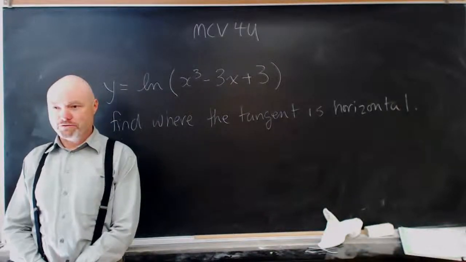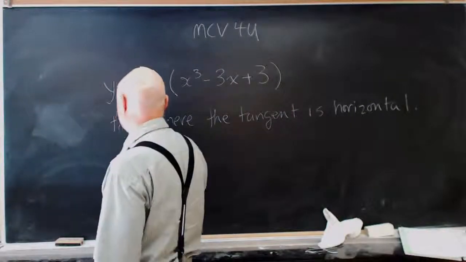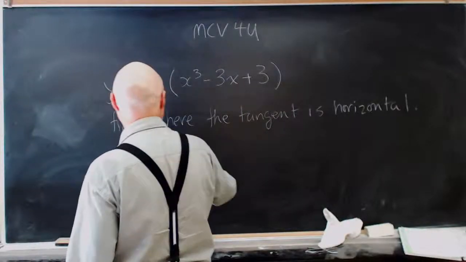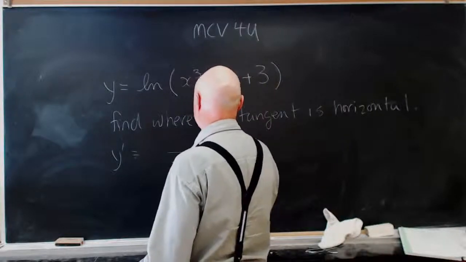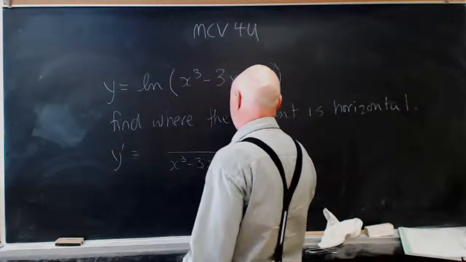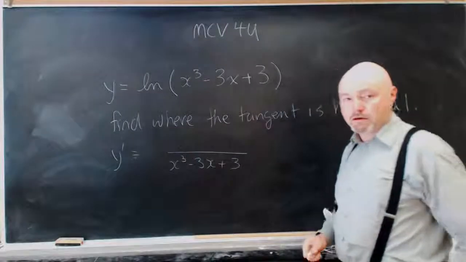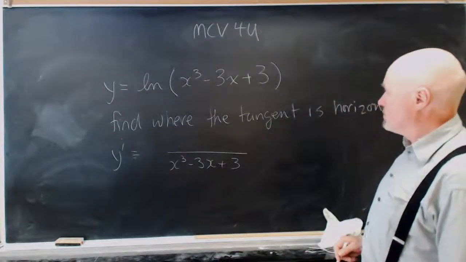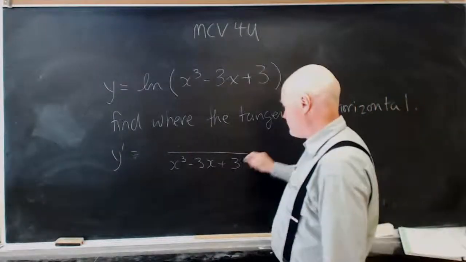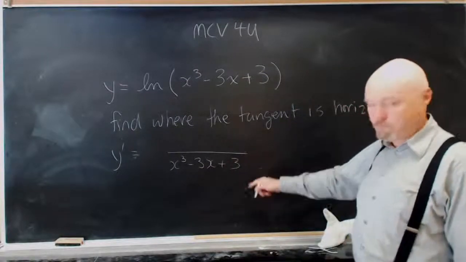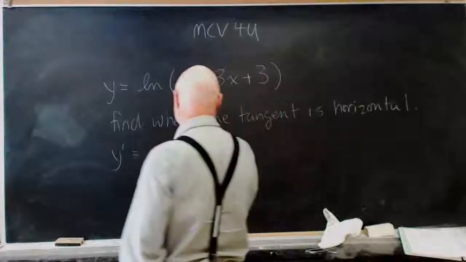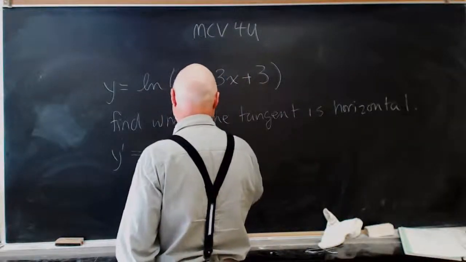Can you give me the derivative, RJ? 1 over x cubed minus 3x plus 1. Yeah. Times 3x squared plus 3. Or minus 3. Yep. So I'm going to put that up on top. 3x squared minus 3.